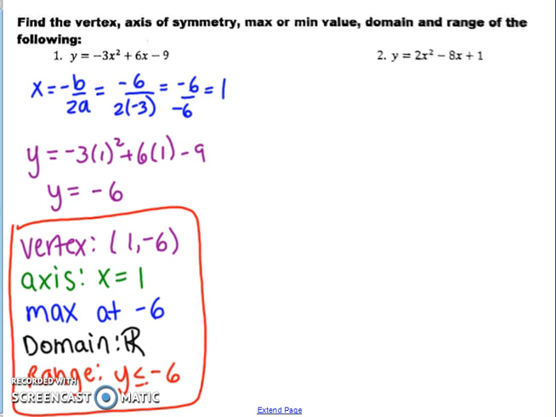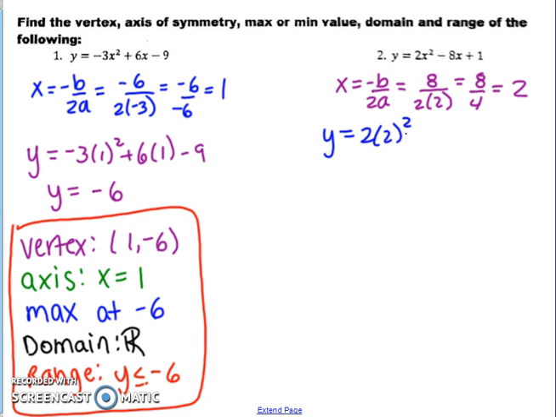If we look at the next problem, again, I'm going to start with x equals negative b over 2a. So it's going to end up being a positive 8 over 2 times 2. So 8 over 4 gives me 2. To find the y, I'm going to plug 2 in. So it's going to be 2 times 2 squared minus 8 times 2 plus 1. And I end up with y equals negative 7. So here my vertex is going to be 2, negative 7.